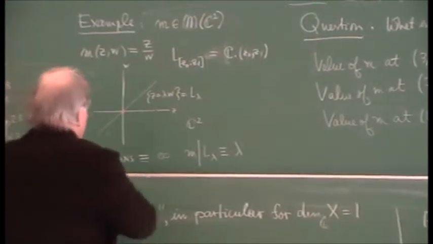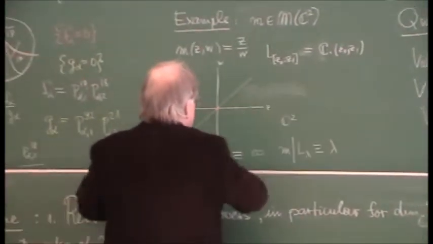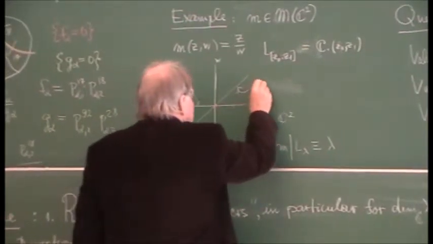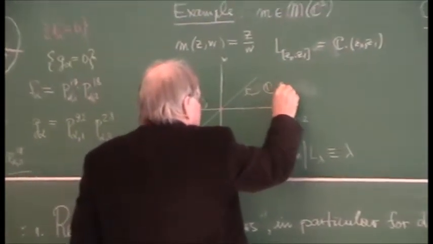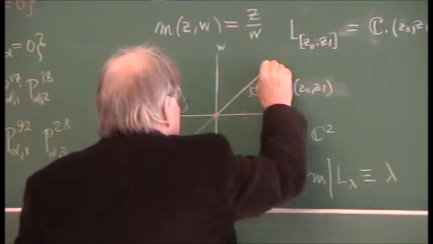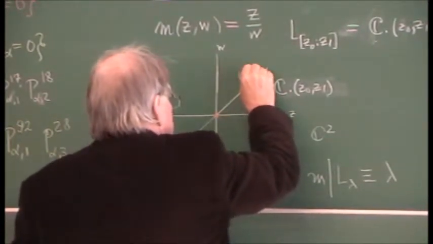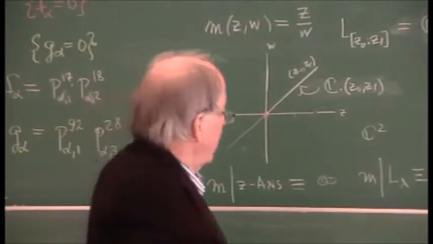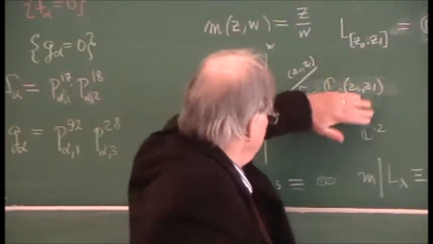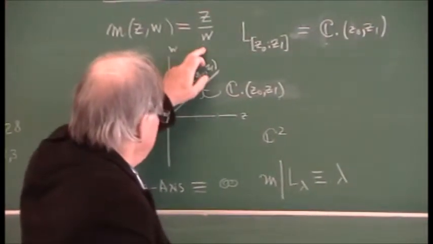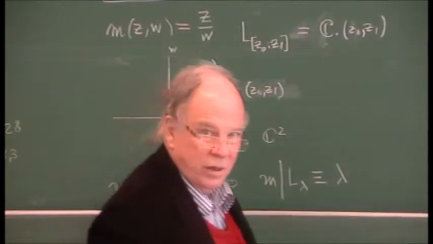Right? So I'm even much more precise now. This line, I'm bringing in some good structure here. This is C times this point Z0, Z1, where Z0 here, this is the whole line, and this is the point Z0, Z1. Okay, so as the line varies, it takes on all values. Now to be precise, I guess it takes on the value Z0 divided by Z1.